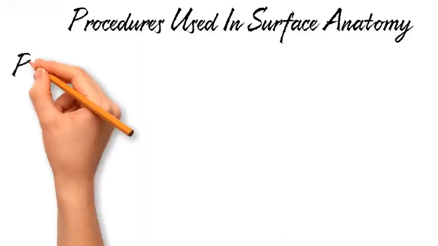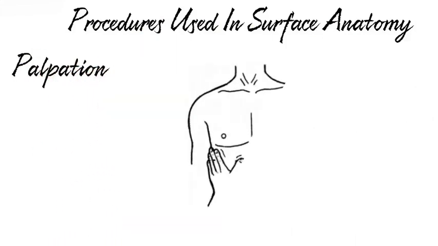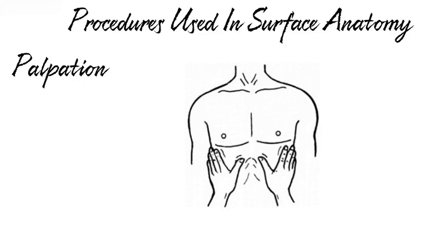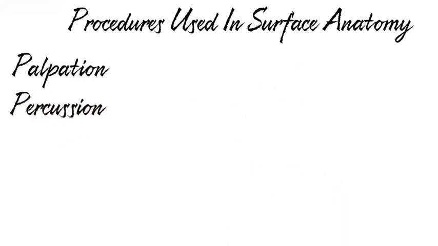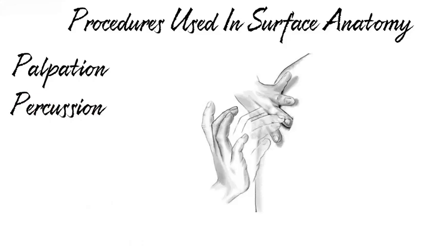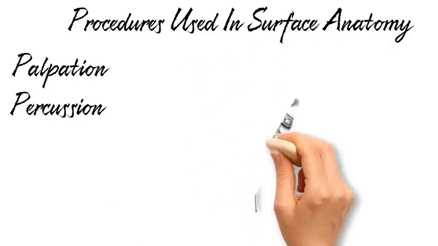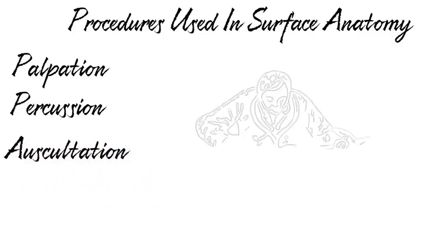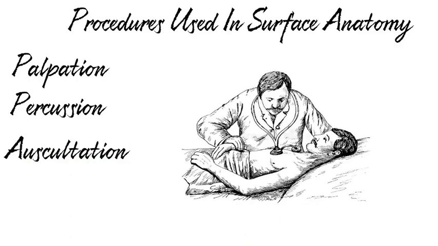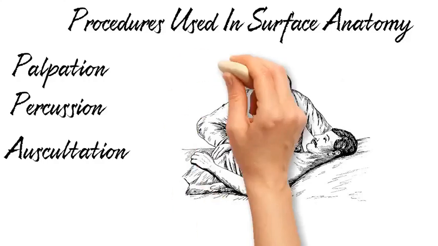There are several different procedures used in surface anatomy. One of the most common is palpation, which involves feeling the surface of the body with the hands to detect any abnormalities or changes in texture. Another is percussion, which involves tapping the surface of the body to determine the underlying structures. Another procedure used in surface anatomy is auscultation, which involves listening to the sounds produced by the body using a stethoscope. This can help us identify any abnormalities in the heart, lungs, or other internal organs.